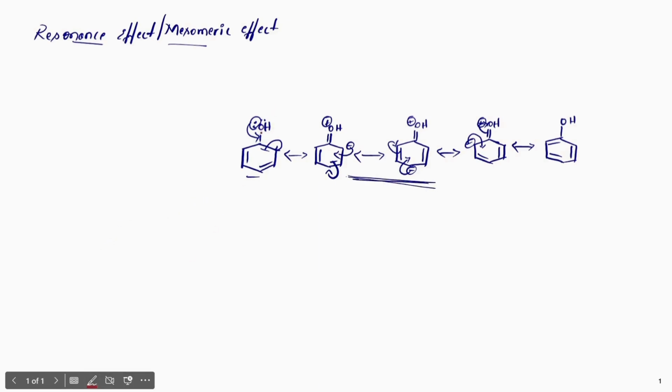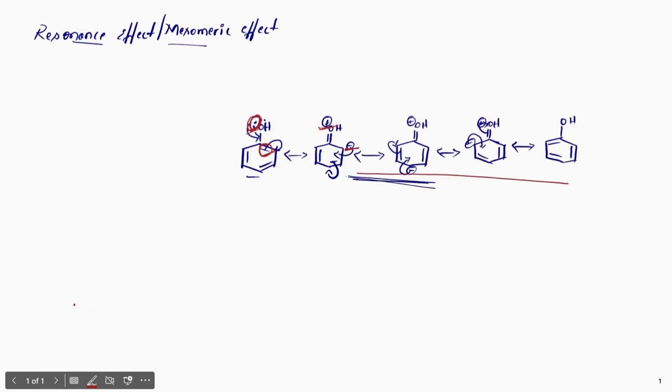Here the interaction between the lone pair and the pi bond is taking place, which is creating polarity in the molecule. Here the interaction between the lone pair and the pi bond produced polarity in the molecule, which is continued through the chain.